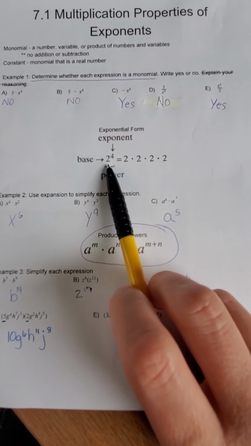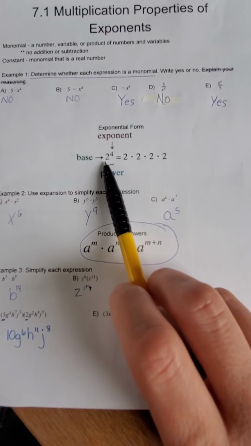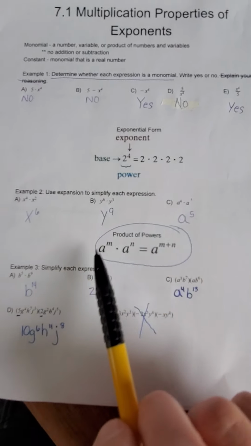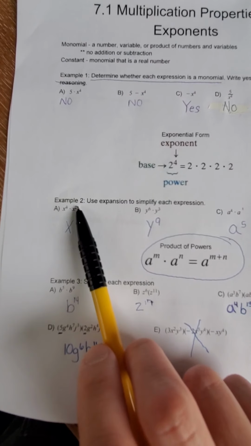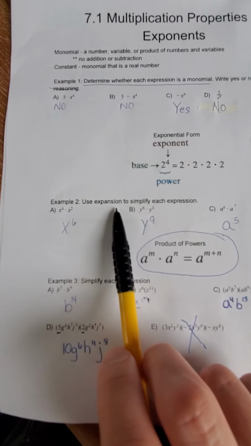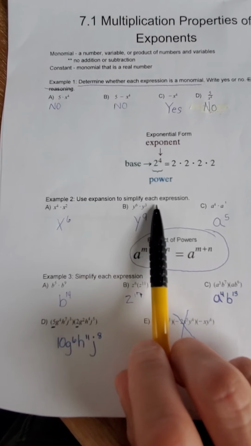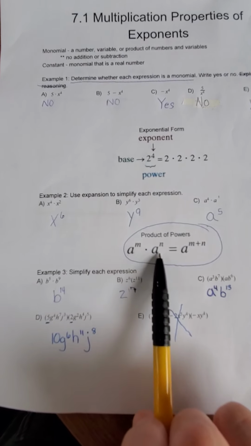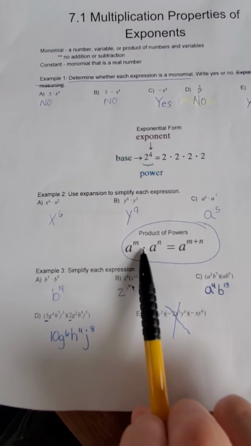So the exponential form. We have 2 to the 4th power, where 2 is the base and 2 to the 4th is the power. Okay, let's take a look at example 2. Use expansion to simplify each expression. So we're just solving, okay? It's expanded, we're simplifying. Now, this should be a review.